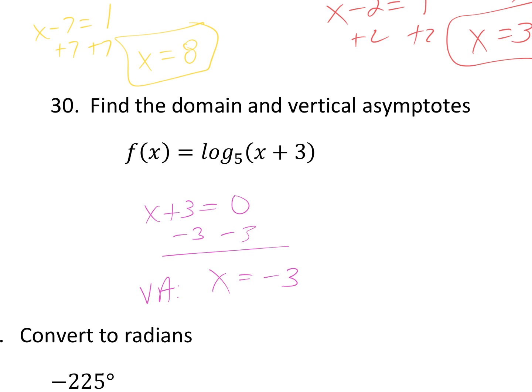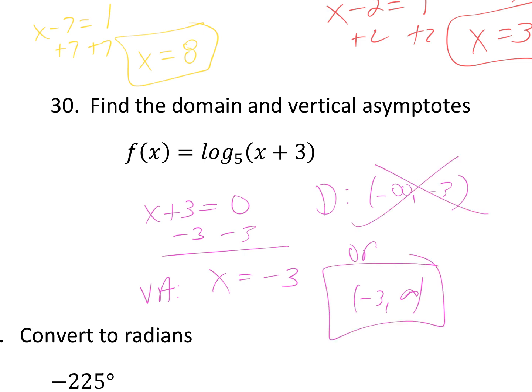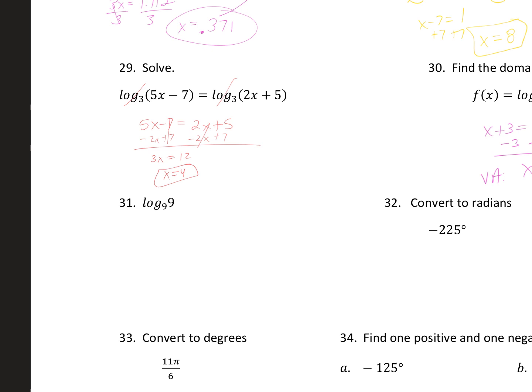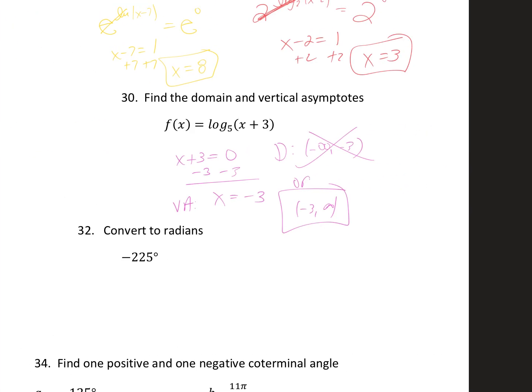So think about it. Is this domain going to be negative infinity to negative 3 or negative 3 to infinity? This one, yep, negative 3 to infinity because it's a positive. If it was negative, it'd be the opposite. Good. That's 3.1, 3.2, guys. What do you mean if it was positive? Like if this right here was negative, it'd be the other way around. It'd be negative infinity to negative 3.